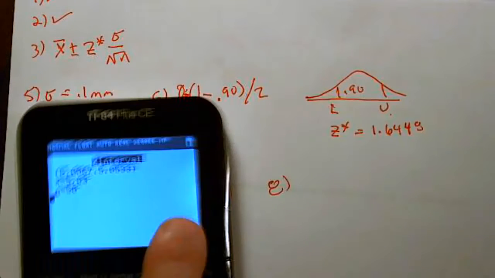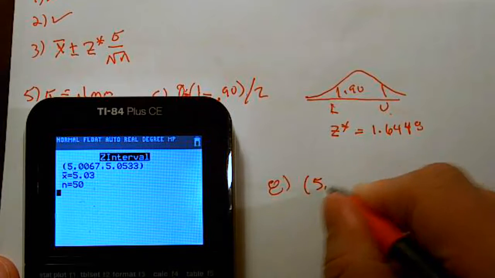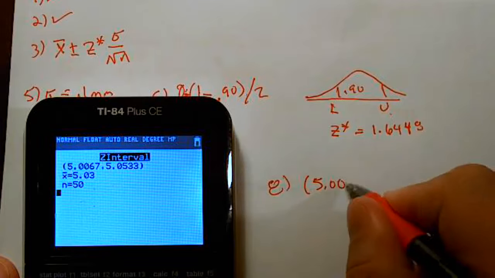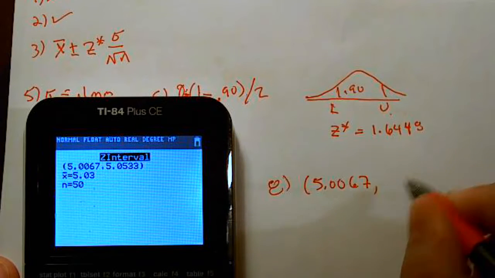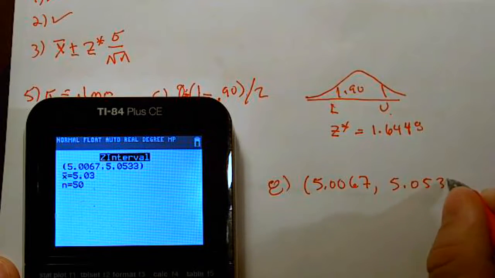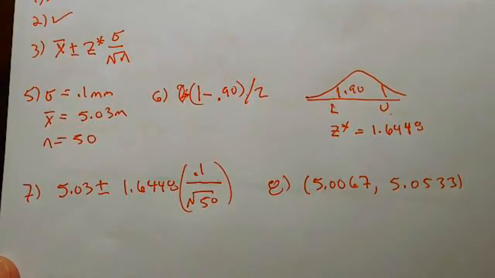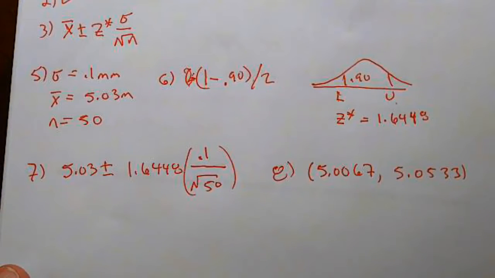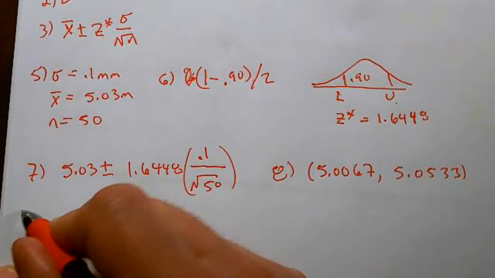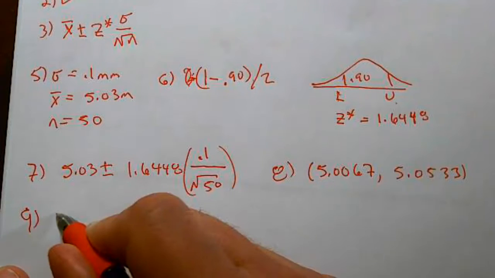And so there I end up getting my confidence interval of 5.0067, comma, 5.0533. So there's my confidence interval. So now I'm going to have to write my conclusion. And my conclusion is, and this is number 8, or number 9, excuse me. This was number 8, this is number 9.